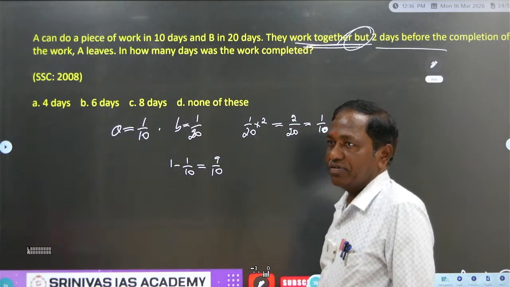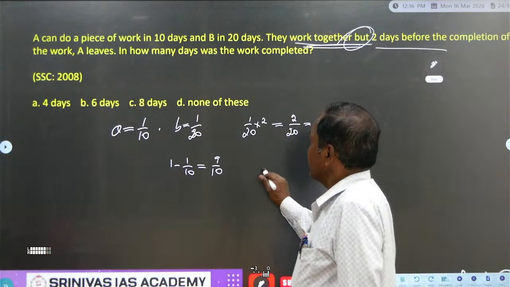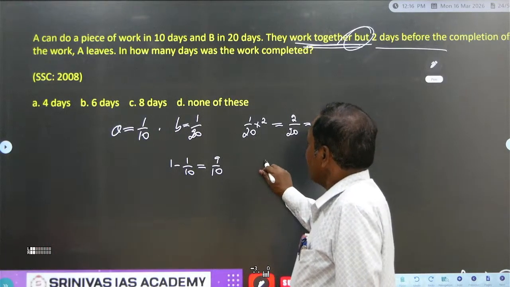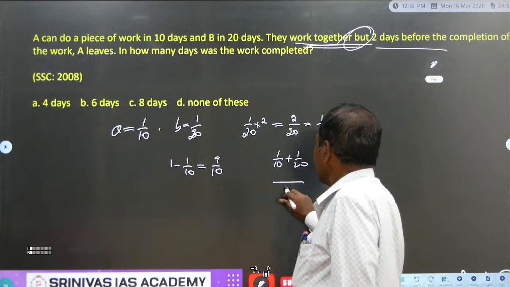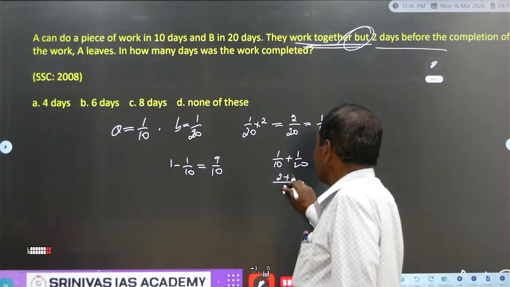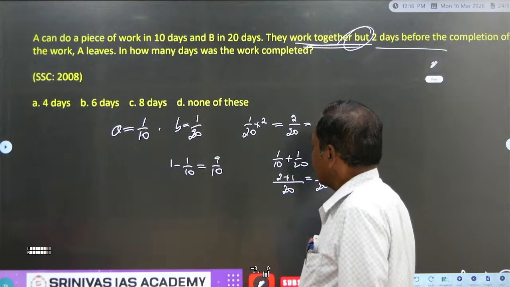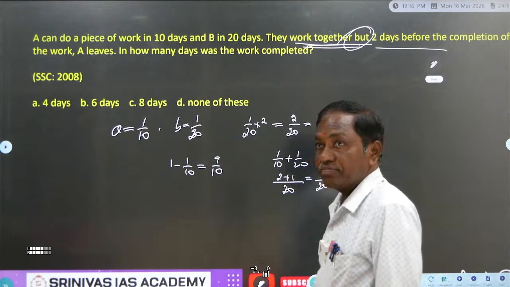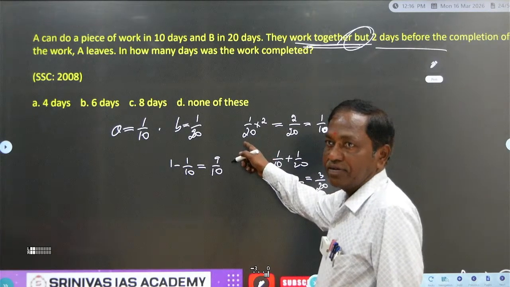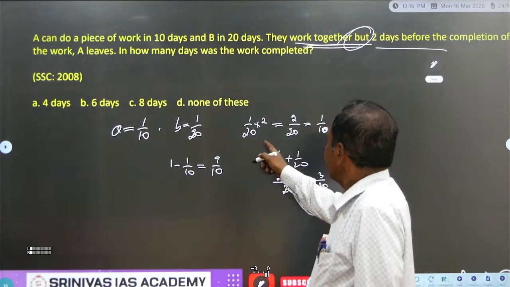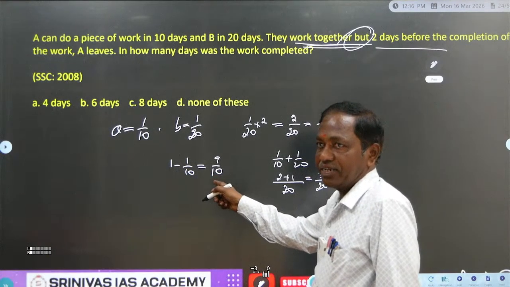Now we do it now. How do you do it now? Remaining work is 9 by 10. So 9 by 10 equals 1 by 10 plus 1 by 20. LCM 20, 2 plus 1, 3 by 20. This is one day. Sir, it is not 1 by 20, sir. We took 9 by 10, sir. 9 by 10 I have taken here. Remaining work is what? 6 days is the answer.